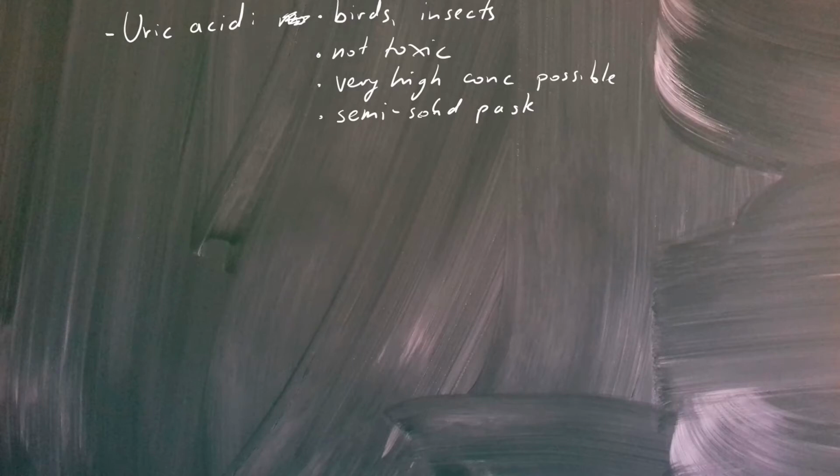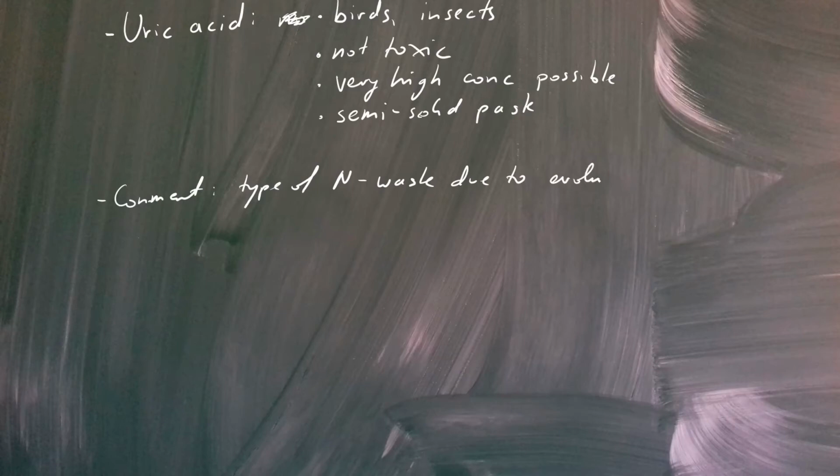So what is the general comment here? The additional information is that the type of nitrogen waste is, of course, due to evolutionary history. Even though whales and fish both live in water, they produce different waste products.